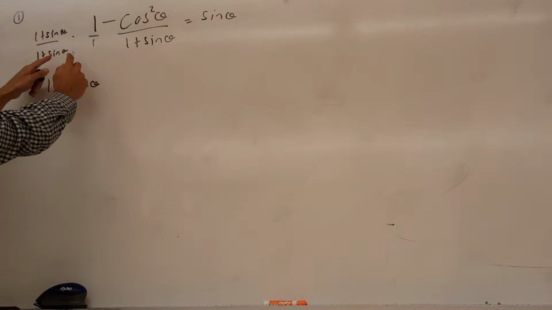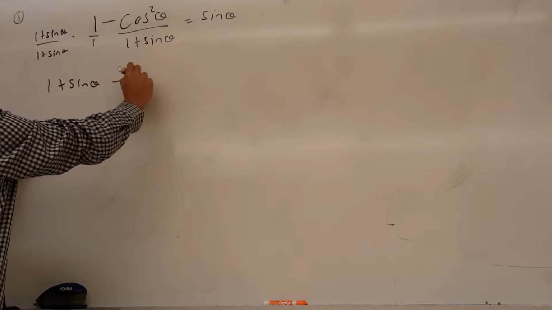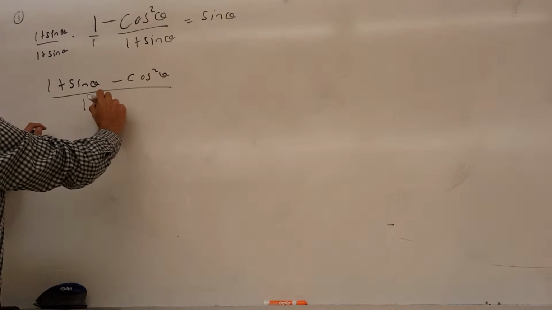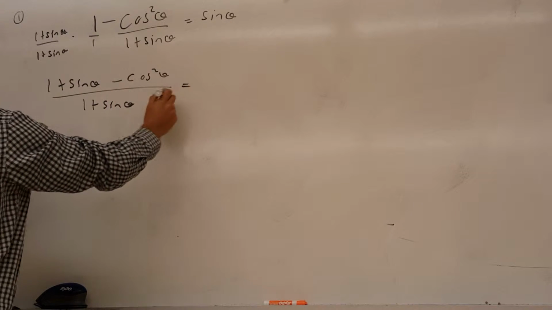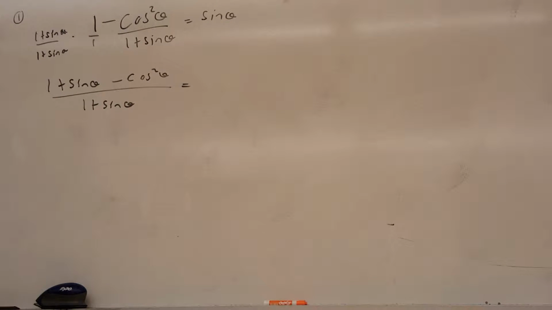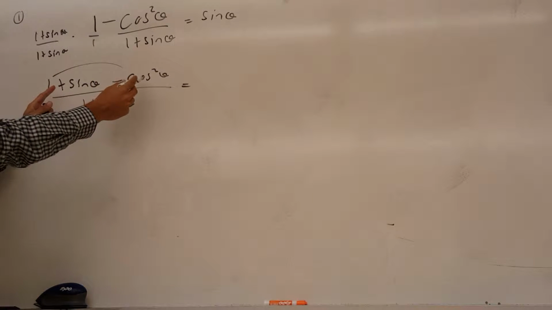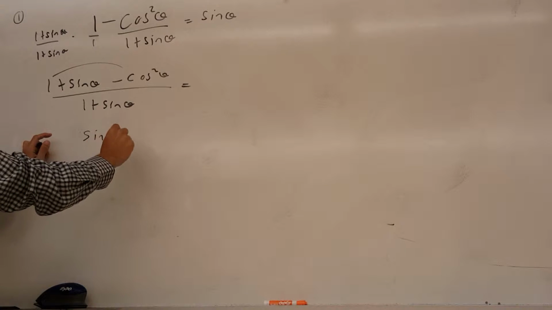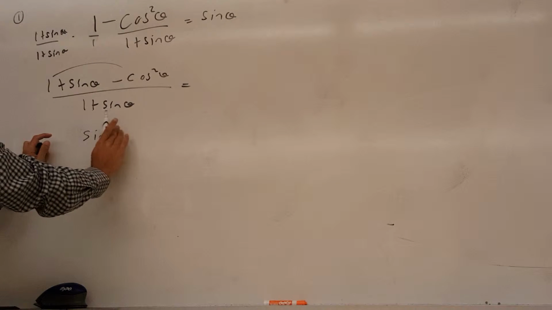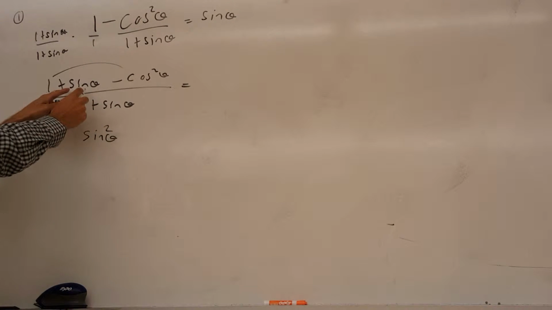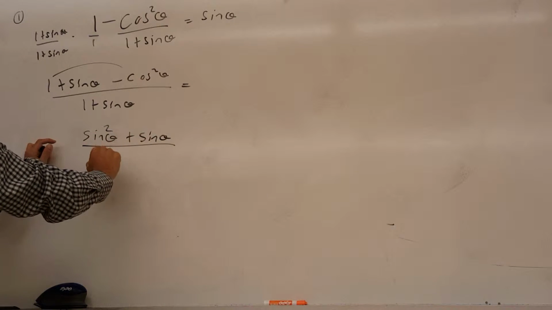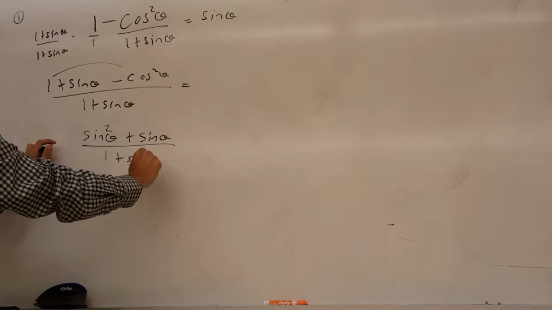So it's over here 1 plus sine theta minus cosine squared theta over 1 plus sine theta. That's my common denominator now. Okay. 1 minus cosine squared, that's sine squared. Sine squared theta plus sine theta over 1 plus sine of theta.